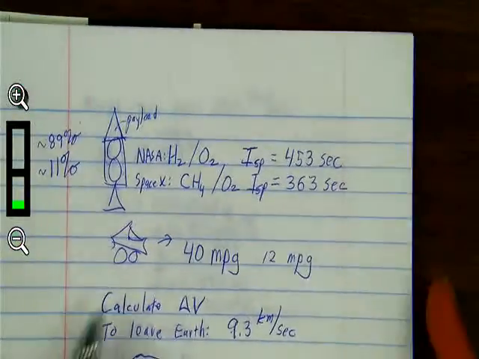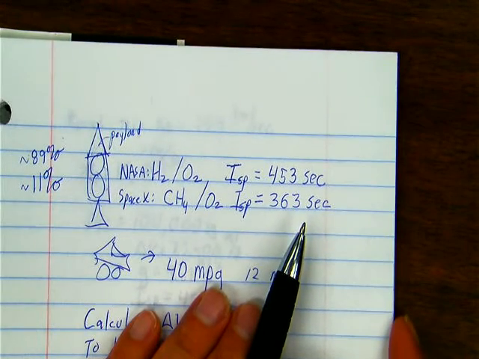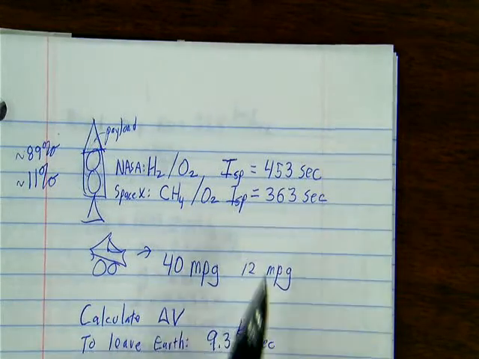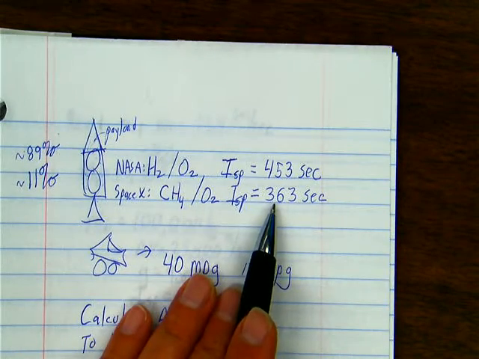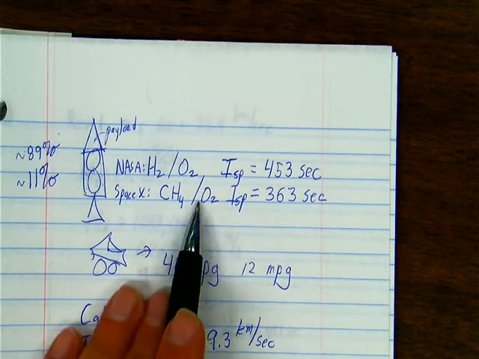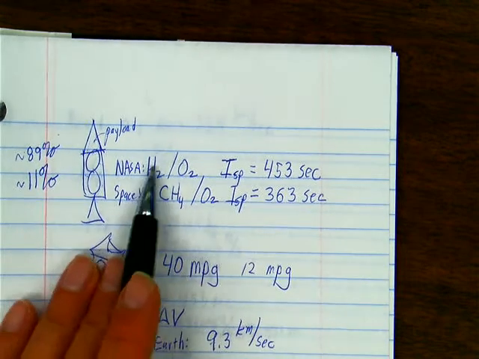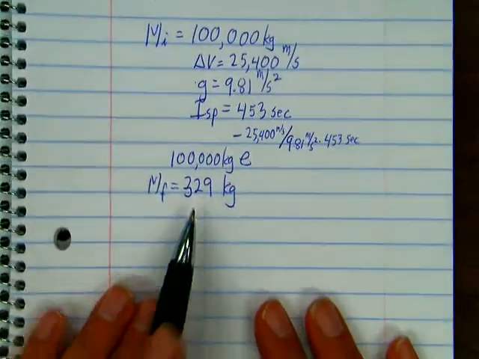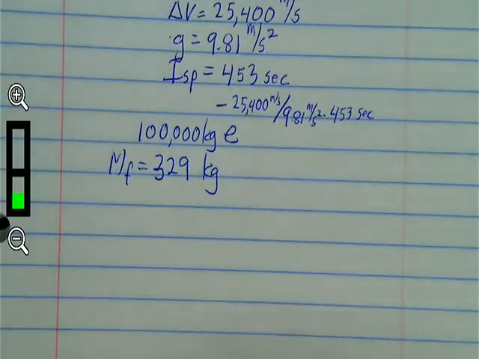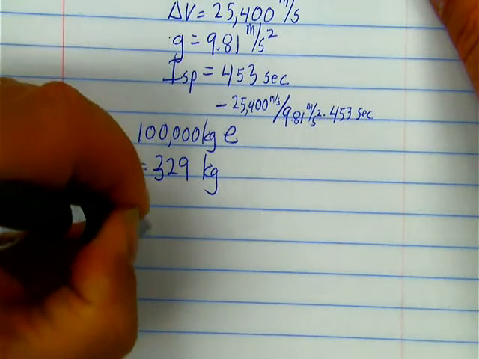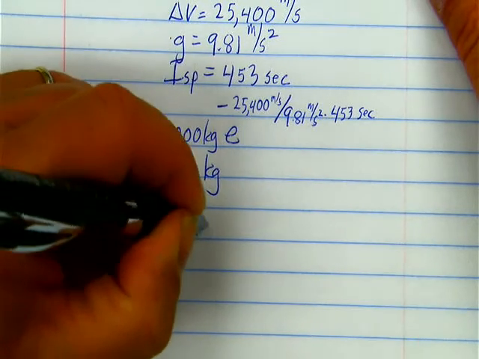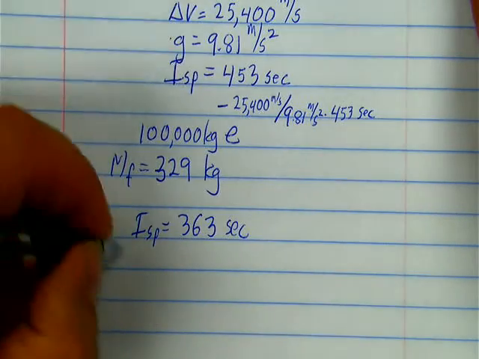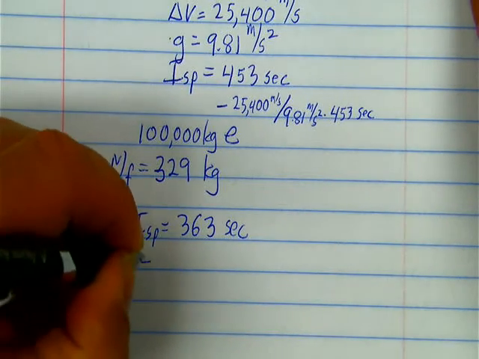So why would SpaceX take something that can't even be done and do it with even worse performance? I mean, watch, if the only difference I made was to use the methane oxygen engine instead of hydrogen oxygen engine, this number would become even smaller. If I used an Isp of 363 seconds instead of 453 seconds. Wow.